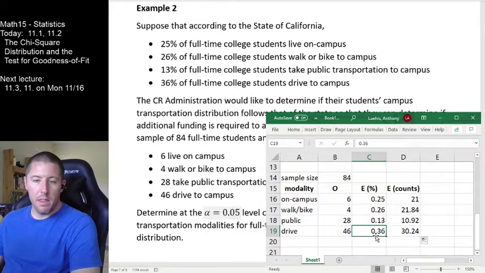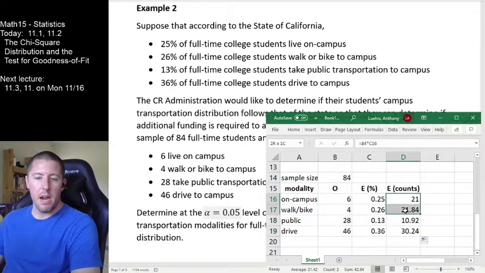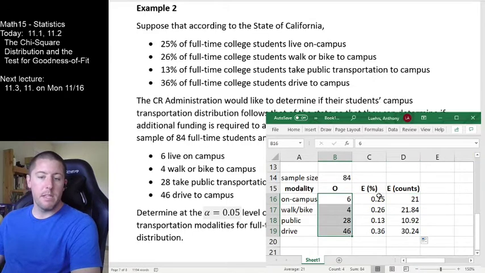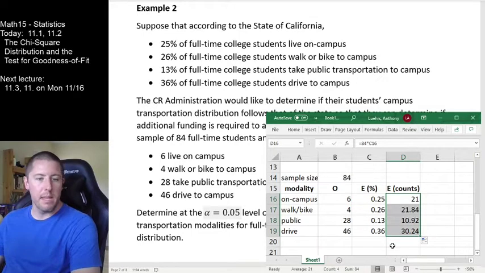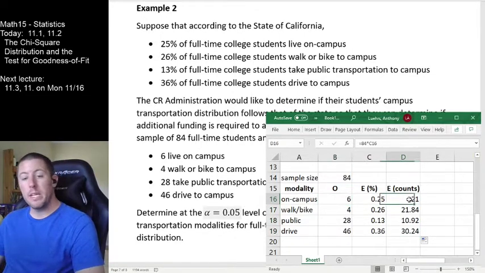We expected 36% to drive to campus. 36% of 84 is 30.24. So all this was a little multiplication. 36% of 84, I multiplied those two numbers, and that gave me an expected count of 30.24. So let's notice that what we're really directly comparing is these two columns. The expected percentages were given to us, but we needed the expected counts to actually make our computations happen here. So we're saying we saw 6 people lived on campus when we expected 21.